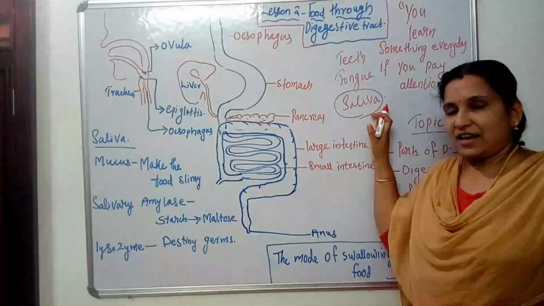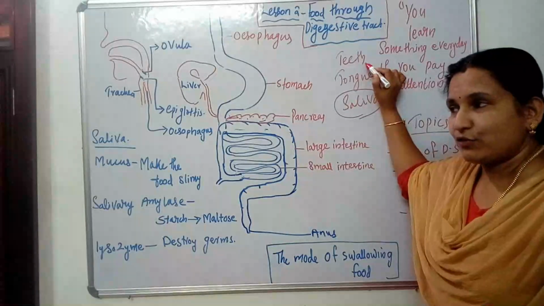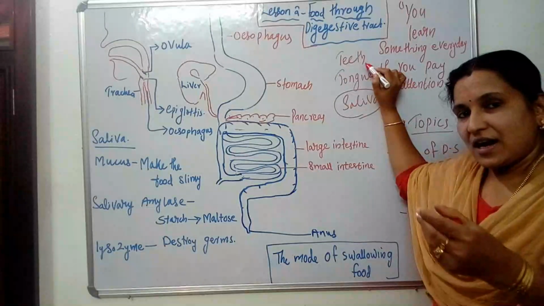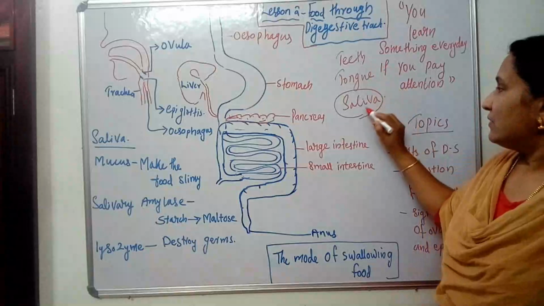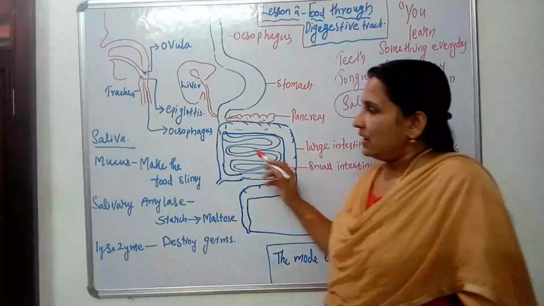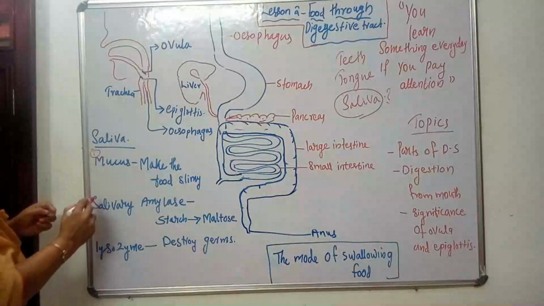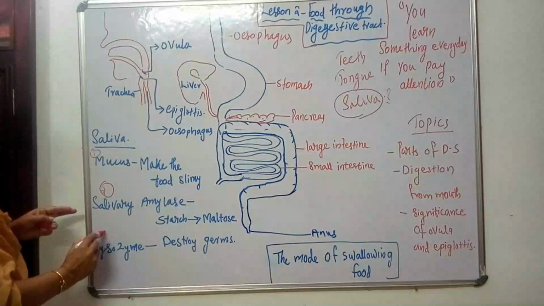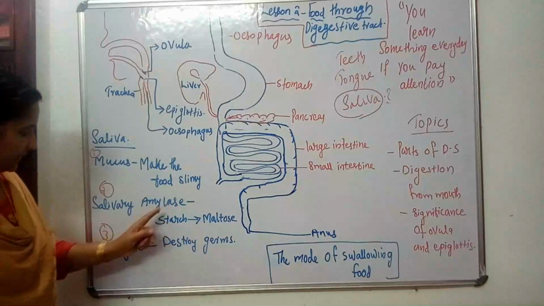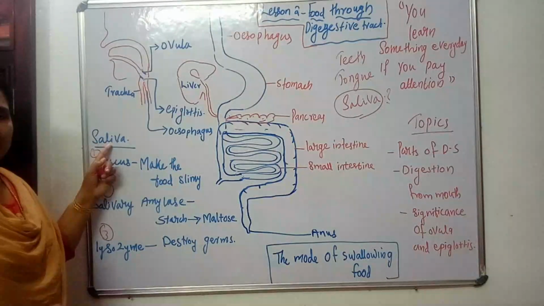Saliva is produced by salivary glands, and with the help of the tongue, teeth masticate the food materials in the mouth, and the process of digestion starts from the mouth there. Then what is the role of saliva and what are the components of saliva? There are three important components. First one is mucus, second one is salivary amylase, and third one is lysozyme. Salivary amylase and lysozyme are the two enzymes which are present in the saliva.